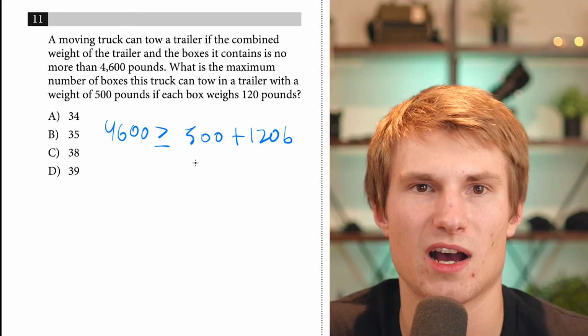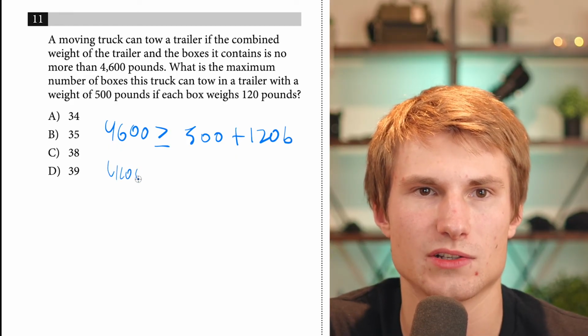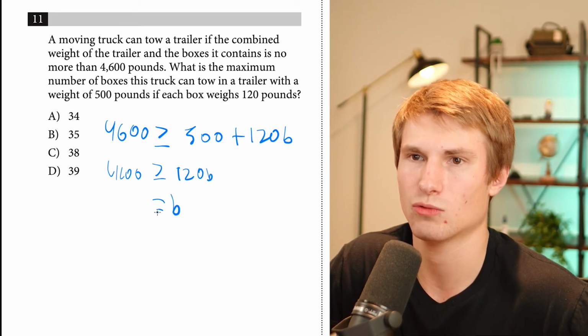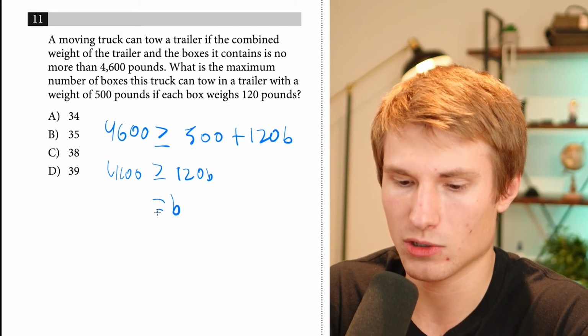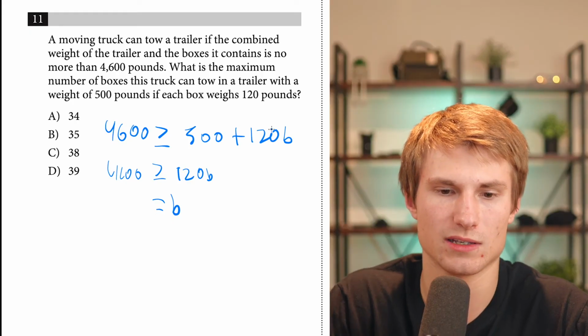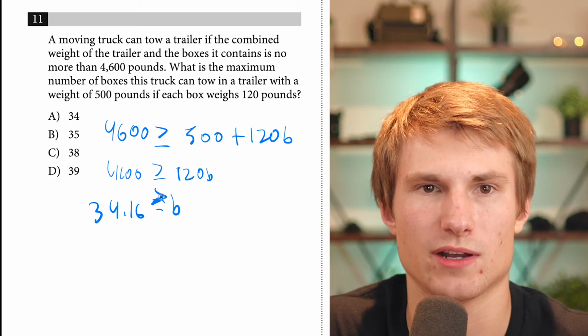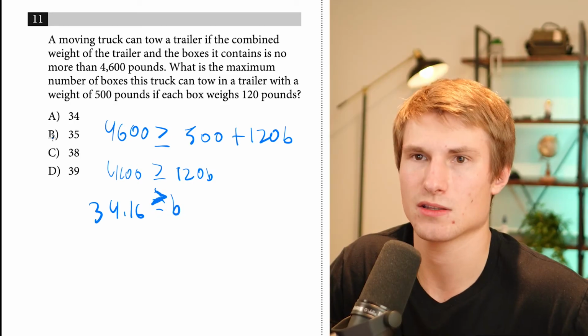So I'll use B for boxes. Go ahead and subtract 500 from both sides. You're going to get 4,100 must be greater than or equal to 120B. I'll divide both sides by 120. So 4,100 divided by 120, we'll put that in the calculator and we will get 34.16. So 34.16, keep in mind this must be greater than, okay? So that means B's got to be less than 34.16.